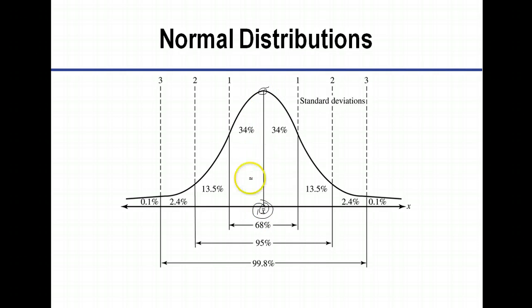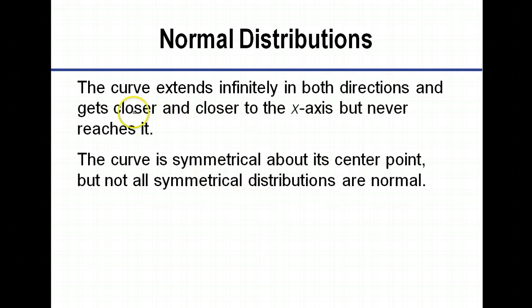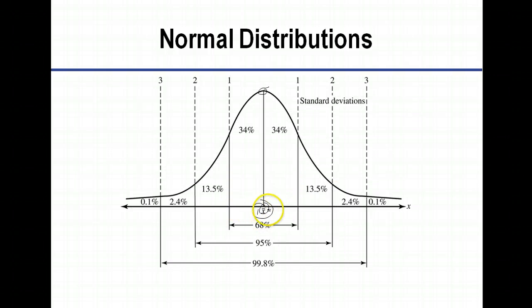If we go back a second, we can notice a couple other things. The curve extends indefinitely in both directions and gets closer and closer to the x-axis but never touches it. And the curve is symmetrical about its center point. A normal distribution must be symmetrical, but a curve being symmetrical does not necessarily mean it's normal. It has to have other characteristics as well.